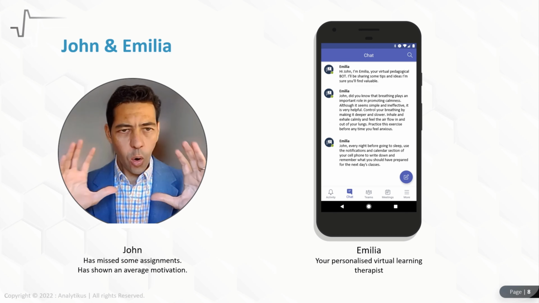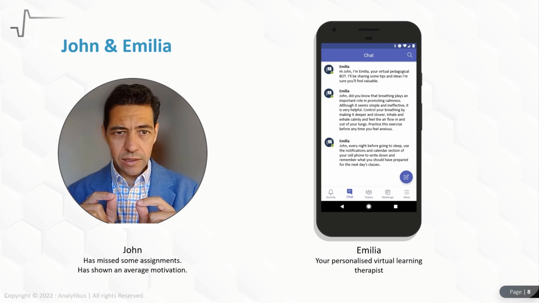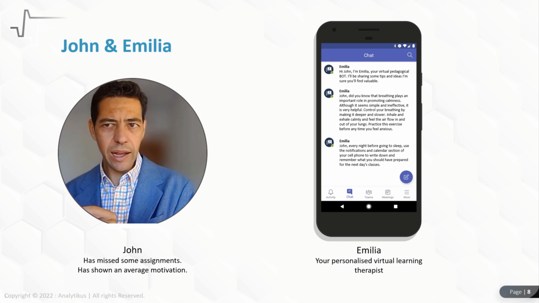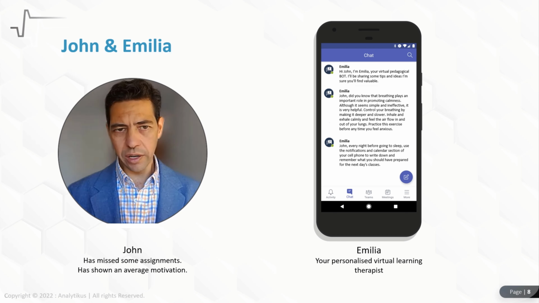and so forth. All these messages are not random. These messages are based on the understanding of Emilia on how John learns. So how does this work?